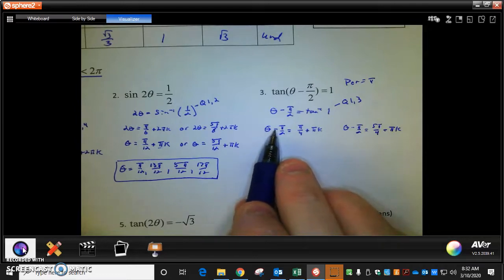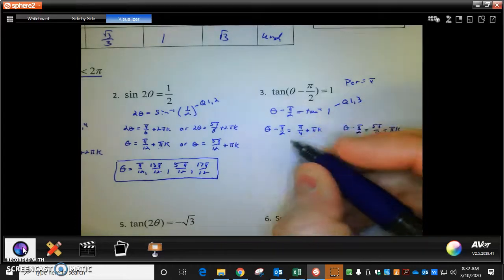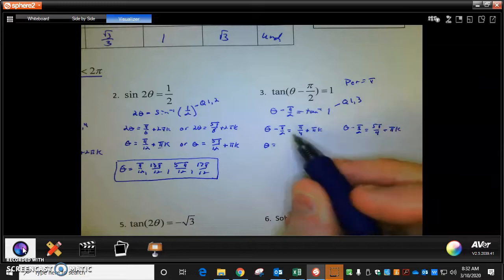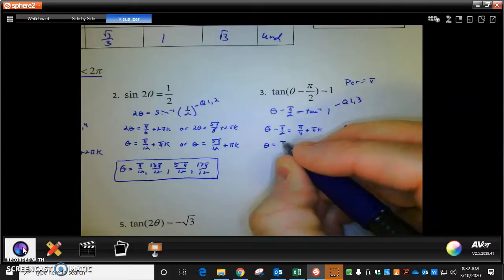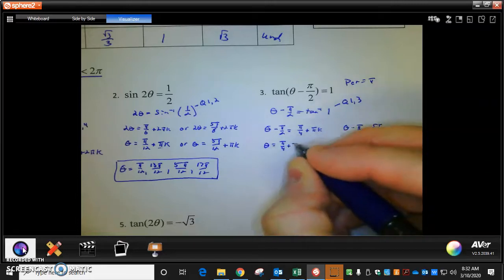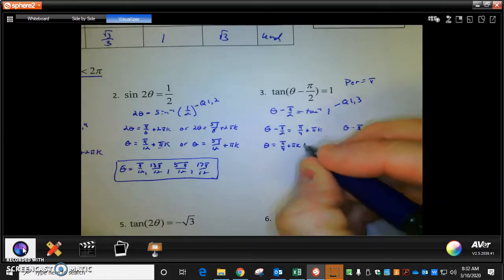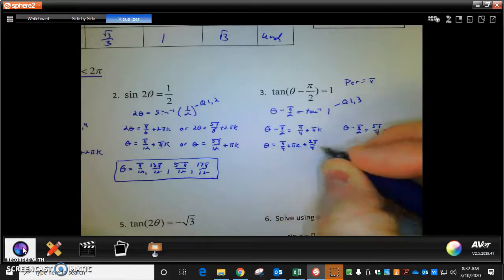And then I have to solve for theta. So I'm going to add 1/2 pi to both sides. Now, when you do that, a couple things. First off, I'm going to need a common denominator to add these. So I'm going to have pi over 4. I've got my plus pi k. And then I'm going to add, I'm going to think of this as 2/4. So that's what I'm adding to the other side, 2 pi over 4.